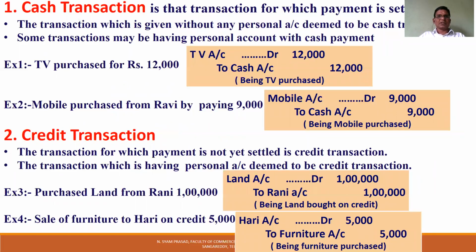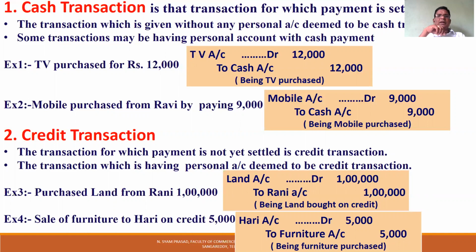Everybody knows cash transaction is nothing but the transaction for which payment is already settled. But you have to identify whether a transaction given in the problem is a cash transaction or a credit transaction. To identify this, first you have to see when a transaction is not having any personal account, that is deemed to be a cash transaction. For example, TV purchased for rupees 12,000. There is no personal account, simply TV purchased for 12,000. Obviously that is a cash transaction.